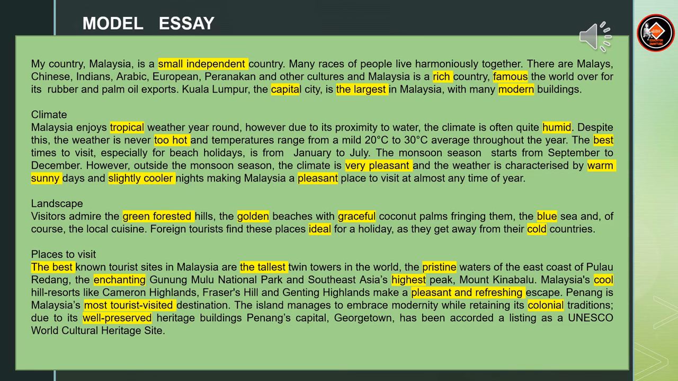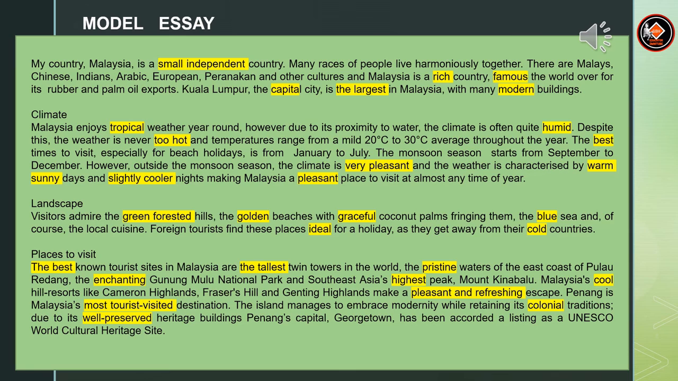The best times to visit, especially for beach holidays, is from January to July. The monsoon season starts from September to December. However, outside the monsoon season, the climate is very pleasant and the weather is characterized by warm sunny days and slightly cooler nights, making Malaysia a pleasant place to visit at almost any time of year.